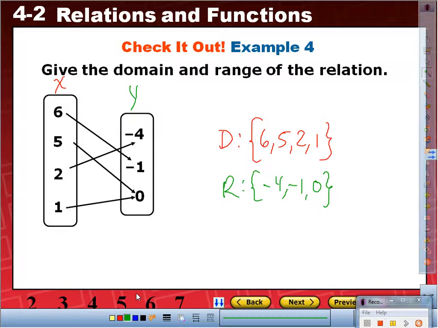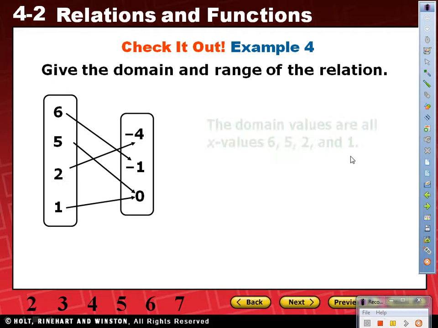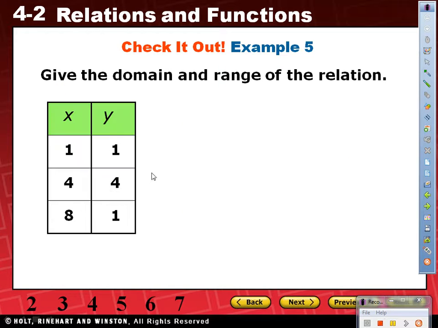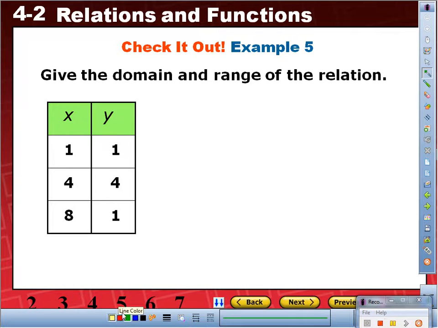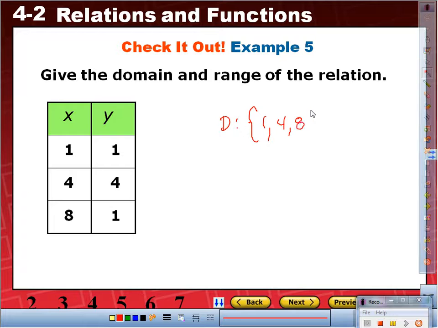Okay? No, I said don't write it down. You did this for homework, right? And then I gave you something like this also. Look at this one. I gave you guys a table like this. And they ask you, what is a domain? And of course, we know all X values. So the domain for this one is 1, 4, 8. The range for this one is 1, 4. And why didn't we write the 1 again? Because it already is written here. That's why we don't write it twice.